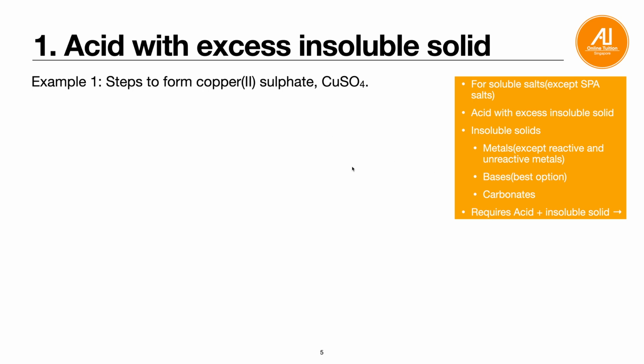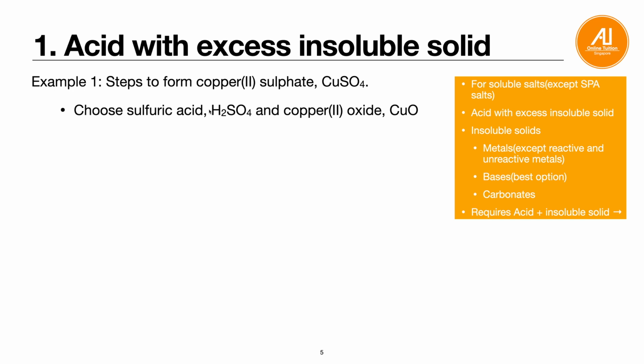So in this case, what acid are you going to use? For what acid to use, you will look at the anion, the back part. So it's sulfate, so you use sulfuric acid. And then the front is copper. Copper base is what? Copper oxide. So you use sulfuric acid and copper oxide.